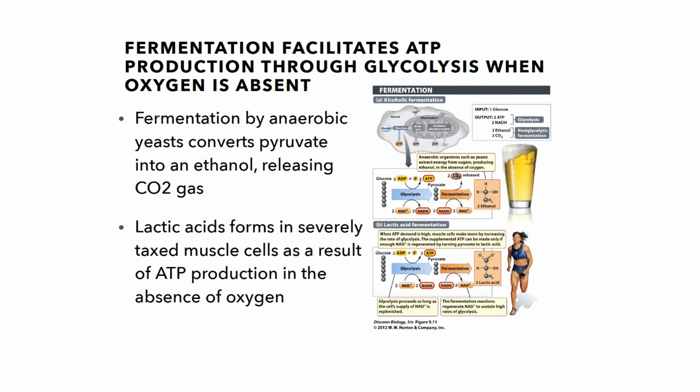In alcoholic fermentation, anaerobic yeast convert pyruvate into ethanol, releasing carbon dioxide gas. In lactic acid fermentation, pyruvate is converted into lactic acid. Lactic acid fermentation occurs in severely taxed muscle cells when oxygen levels are insufficient. Although fermentation allows ATP production to continue, it produces far less ATP than aerobic respiration.